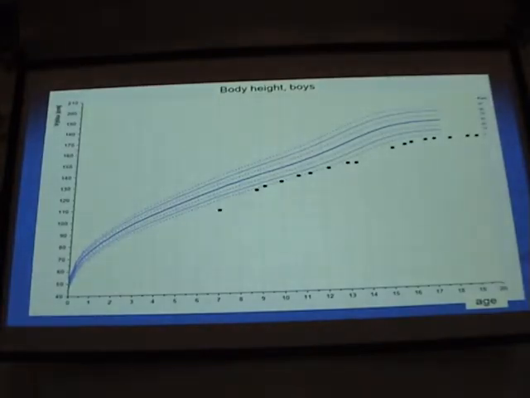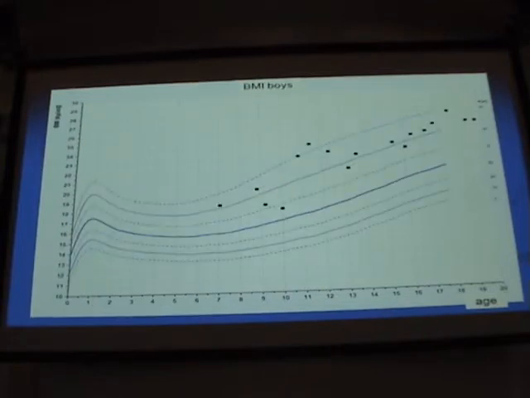On the graph you see growth curve of boys with hypothyroid kids. The growth line is around the third percentile. BMI of boys is above average. They are overweight or some are obese.